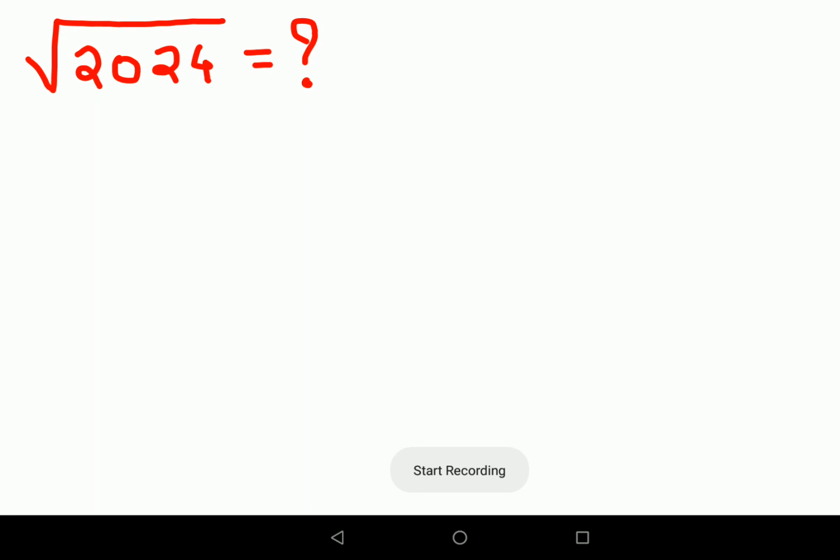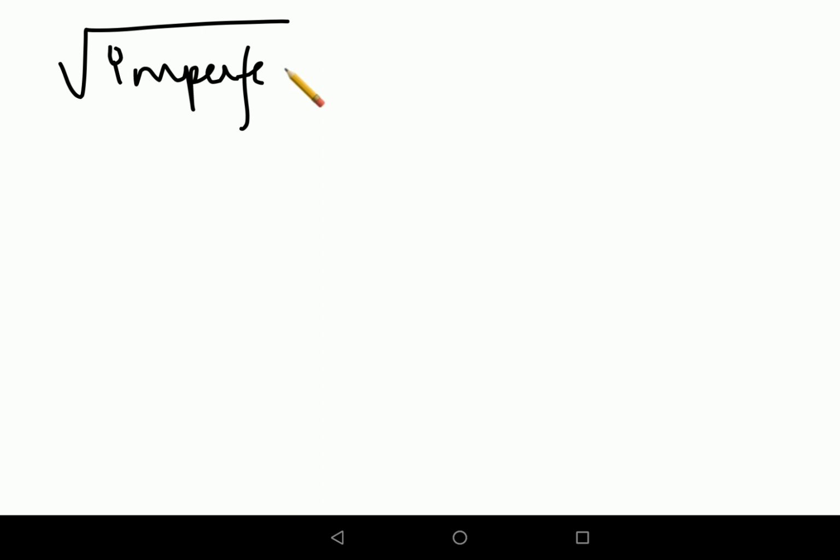Hello and welcome everyone. So today I'm going to show you how to find the square root of 2024. Now before beginning with this entire solution, I'm going to show you a method with which you can find the square root of any imperfect number, literally without using a calculator. No calculators are needed, okay? So now how do you do this?